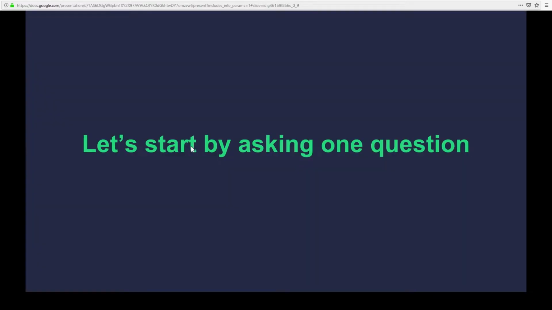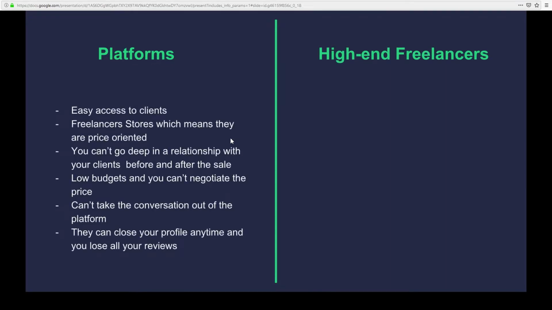So we're going to start with a question: what's the difference between the freelancers who work for platforms such as Upwork, Fiverr, Freelancer.com, and a high-end freelancer who basically works alone? On the platform, the good thing is that we have easy access to clients. Most people go there because they want some problem solved really quickly, and that's the place they go to find freelancers. So it makes sense to be on them.